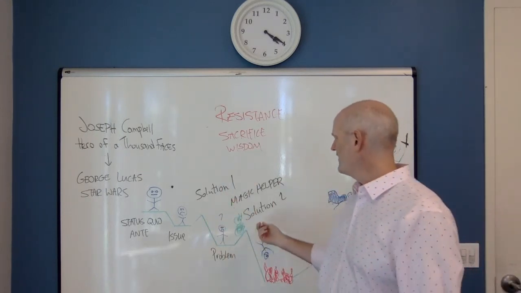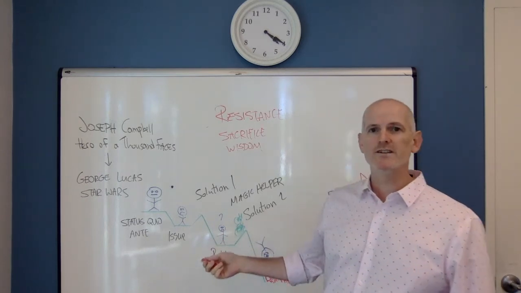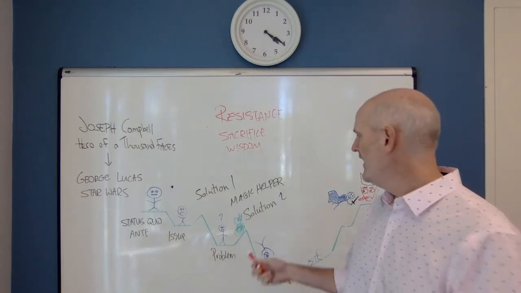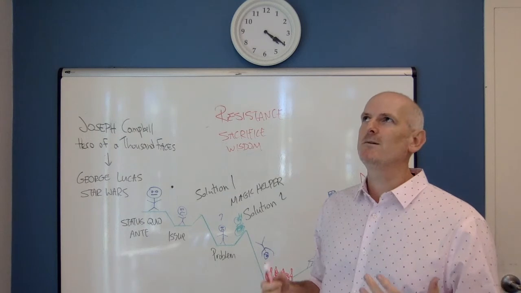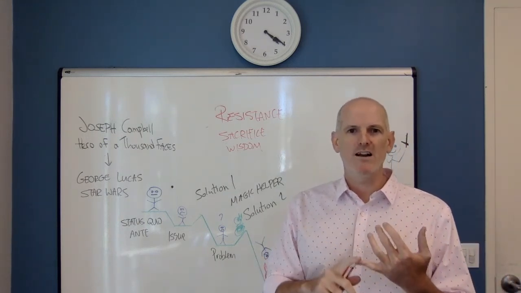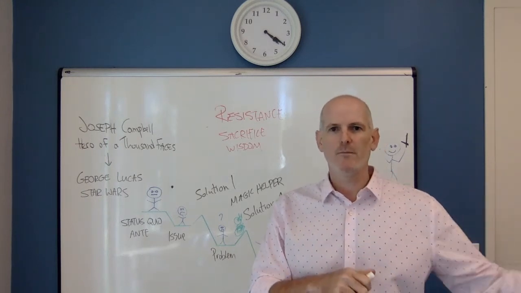At this point, a lot of times we get the introduction of a magic helper. In Star Wars, there are many of these, but one of them is Yoda. It's probably the most famous one. It would oftentimes be someone who's outside of normal society, like a blind man or a drunk or a homeless man sitting on a park bench.